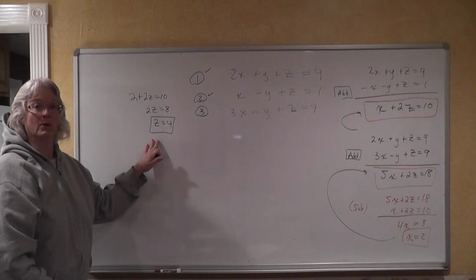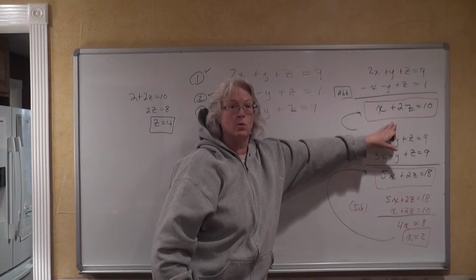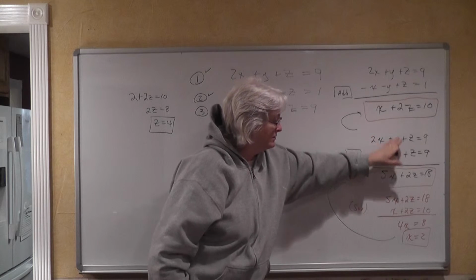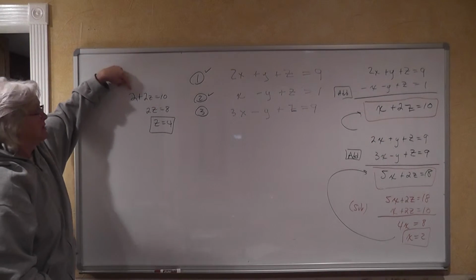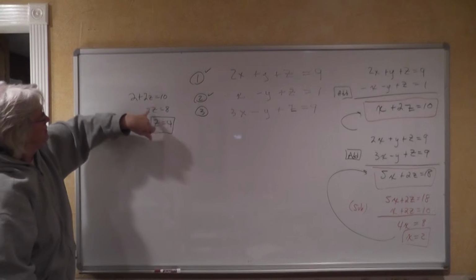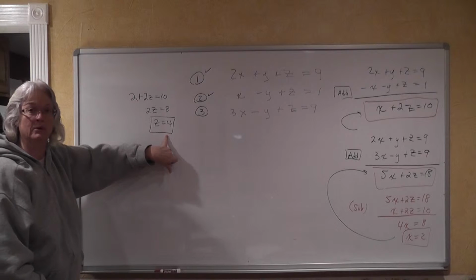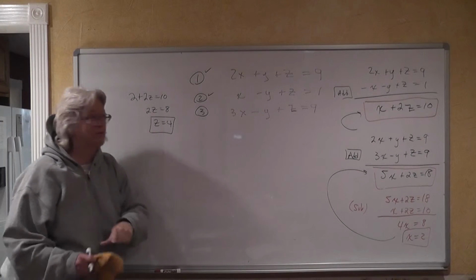z is equal to 4. What I did was I chose to take this equation here, x plus 2z is equal to 10. I took the x is equal to 2, substituted that in for the x, and then solved this simple equation right here to come up with the value of z equal to 4.